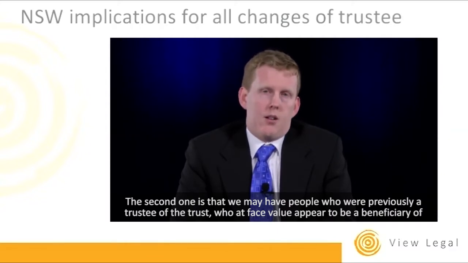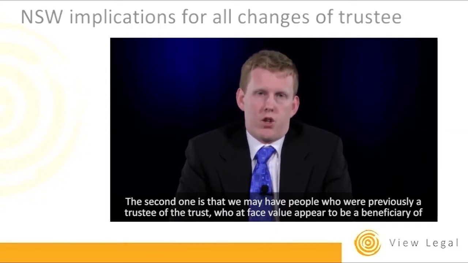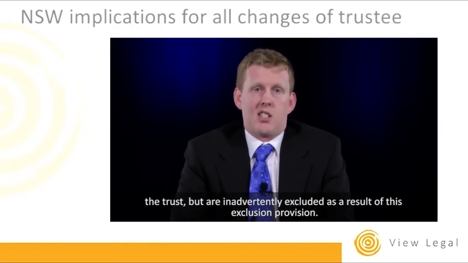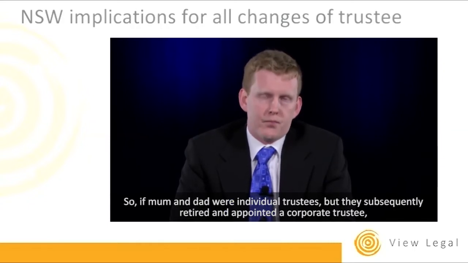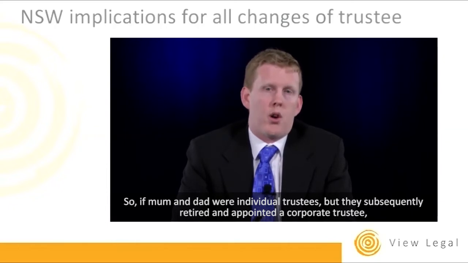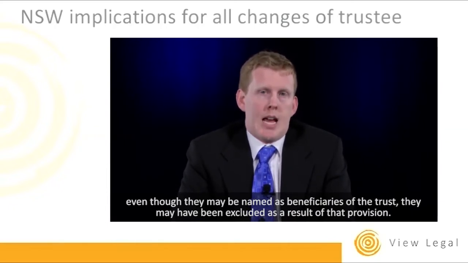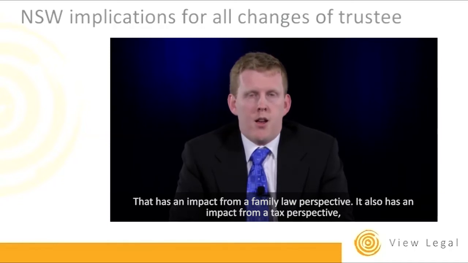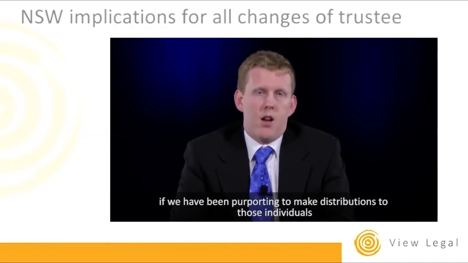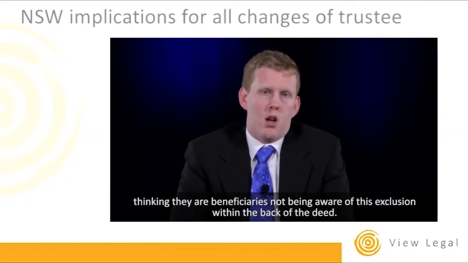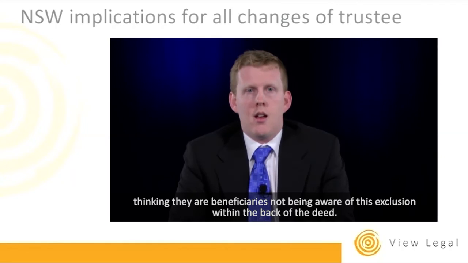The second one is that we may have people who were previously a trustee of the trust who at face value appear to be a beneficiary of the trust, but are inadvertently excluded as a result of this exclusion provision. So if mum and dad were individual trustees, but they subsequently retired and appointed a corporate trustee, even though they may be named as beneficiaries of the trust, they may have been excluded as a result of that provision. That has an impact from a family law perspective. It also has an impact from a tax perspective if we've been purporting to make distributions to those individuals, thinking they were beneficiaries, not being aware of this exclusion hidden within the back of the deed.